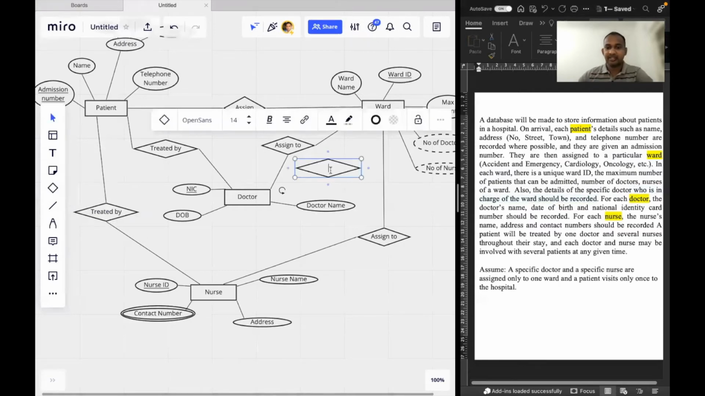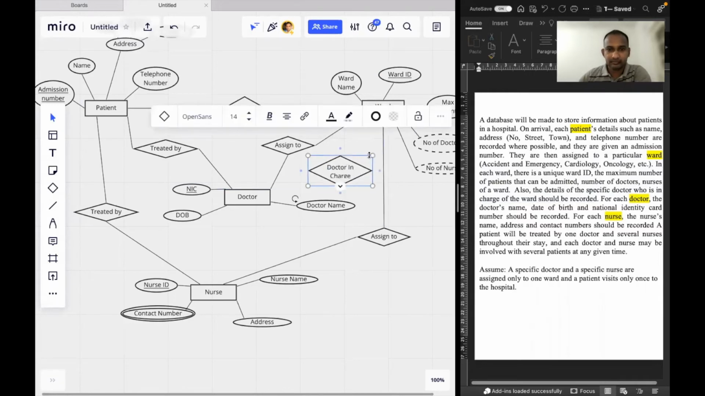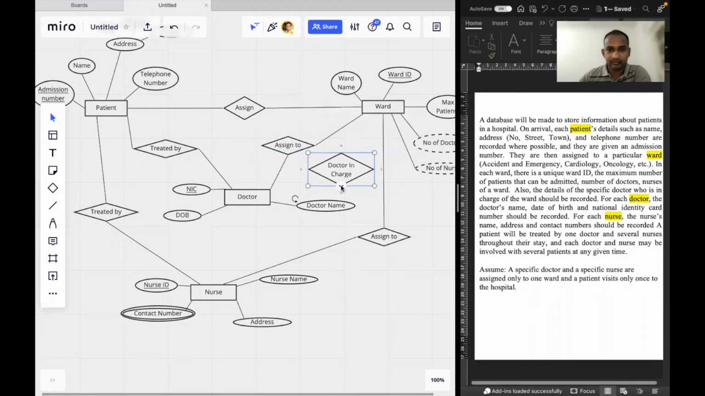Let's say the relationship is doctor in charge. Doctor in charge should be between the doctor entity and the ward entity.